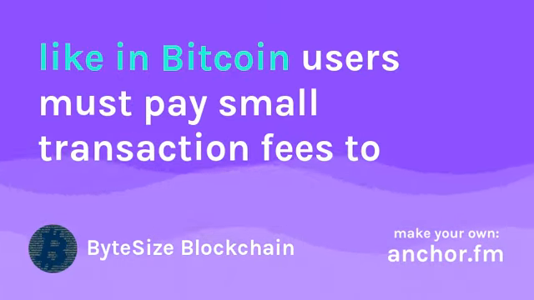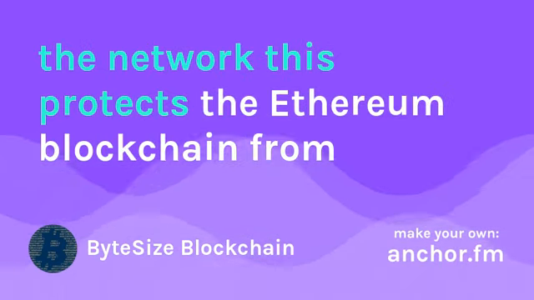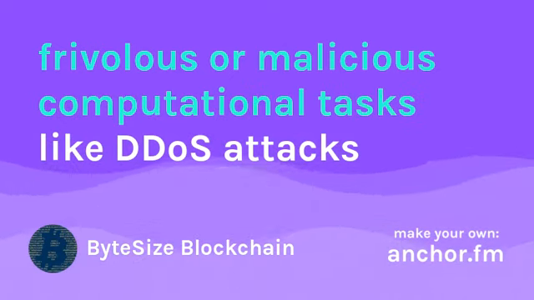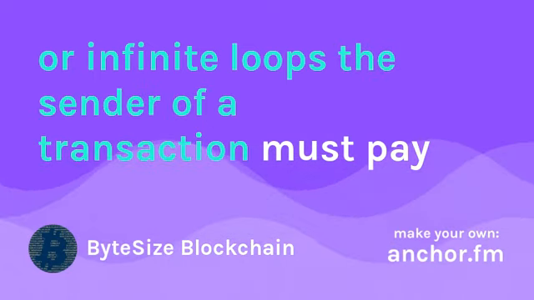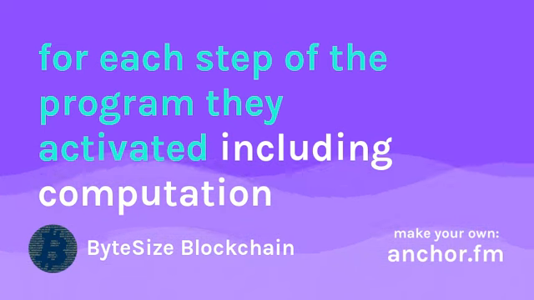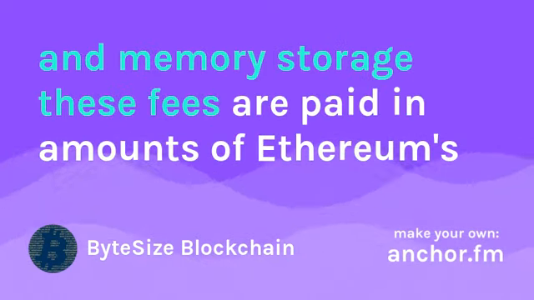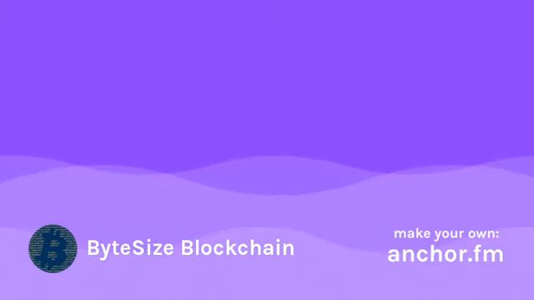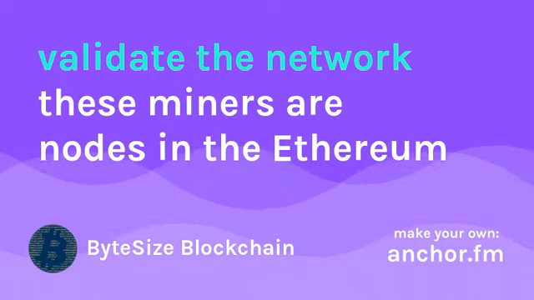Like in Bitcoin, users must pay small transaction fees to the network. This protects the Ethereum blockchain from frivolous or malicious computational tasks, like DDoS attacks or infinite loops. The sender of a transaction must pay for each step of the program they activated, including computation and memory storage. These fees are paid in amounts of Ethereum's native value token, Ether. These transaction fees are collected by the nodes that validate the network.